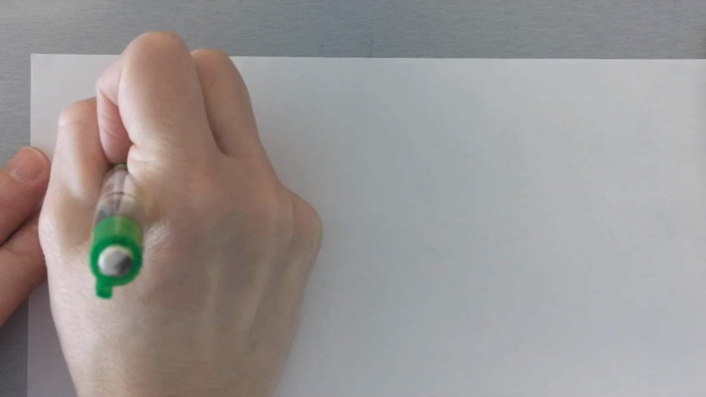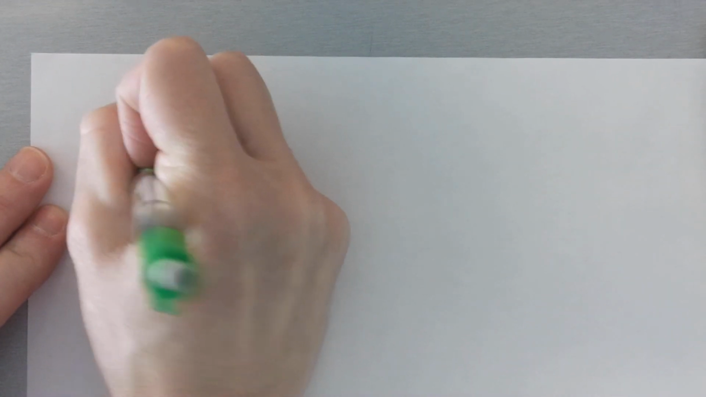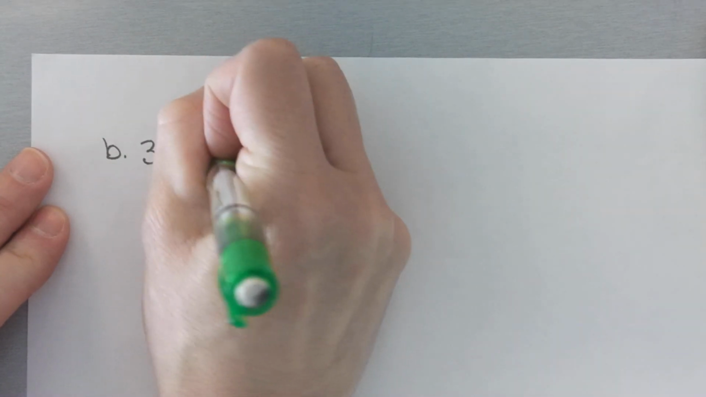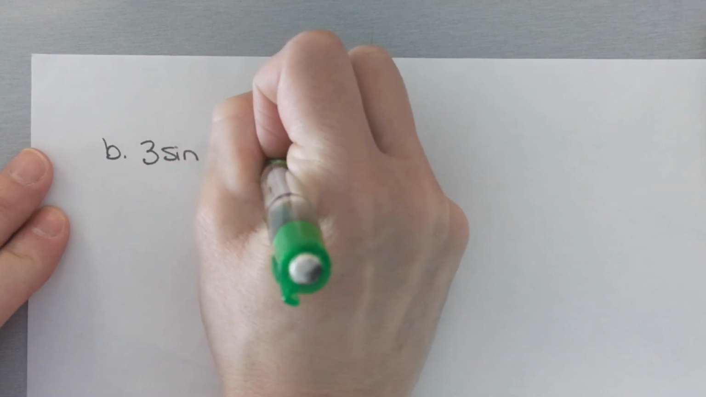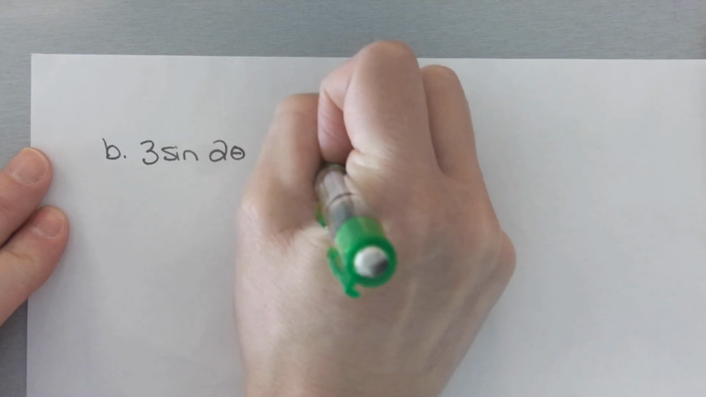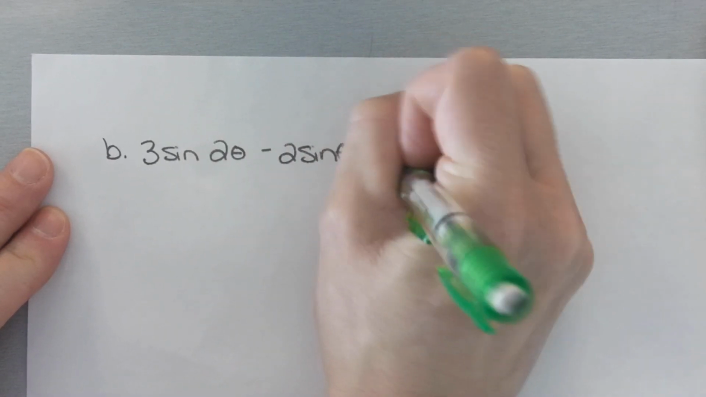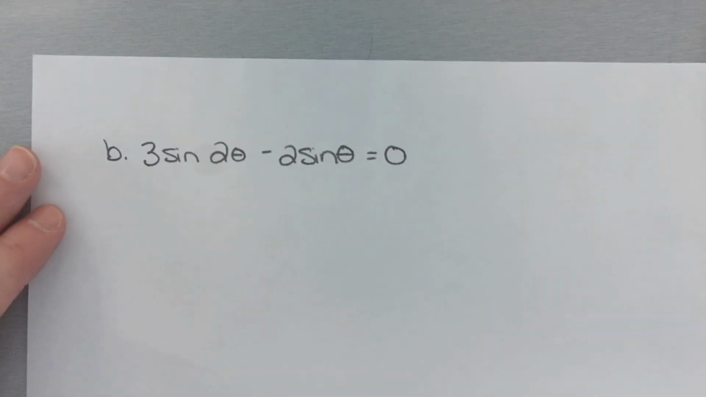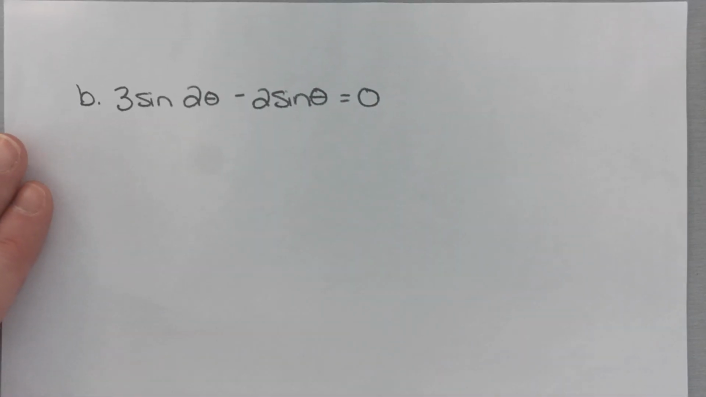This is part B. 3 sine of 2 theta minus 2 sine theta equals 0. So today the name of the game is going back to section 7.1 and finding stuff we can use, or in this case maybe 7.3.